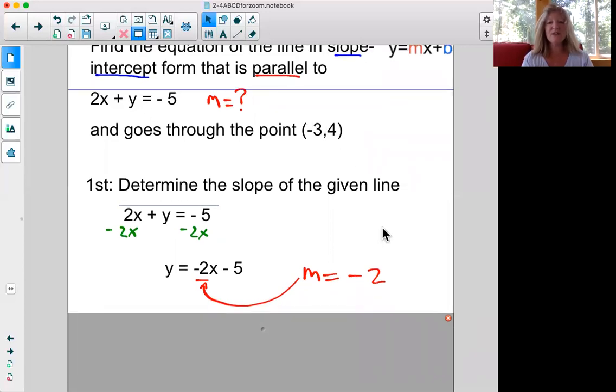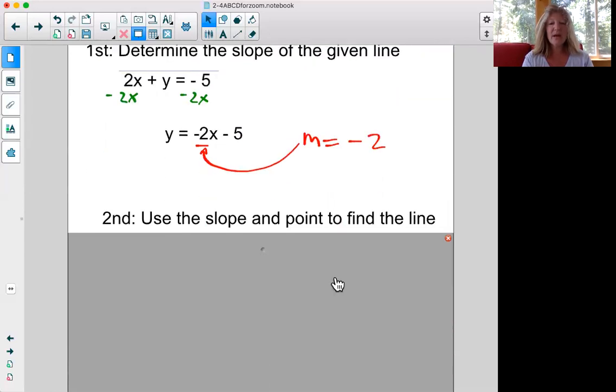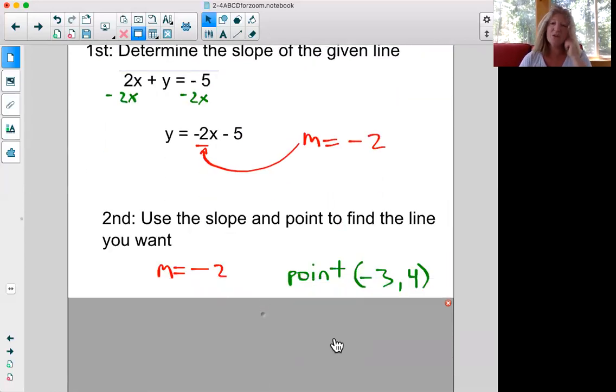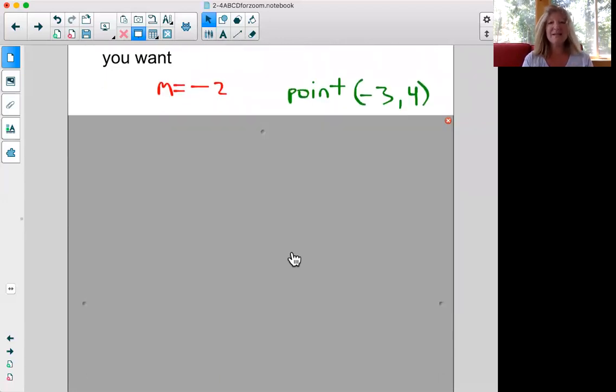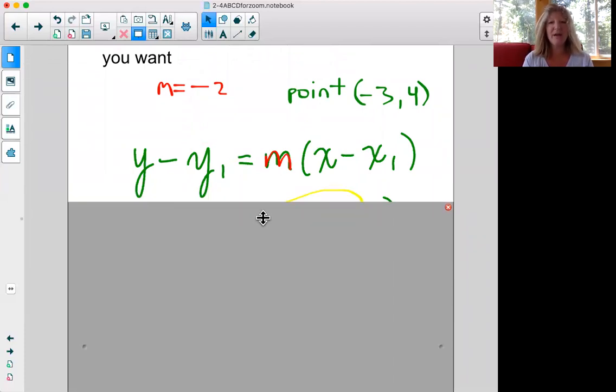And it goes through this point. So now I know the slope and a point. If I have a point and a slope, then using the point-slope formula would be the best choice for getting to the equation of the line right away.